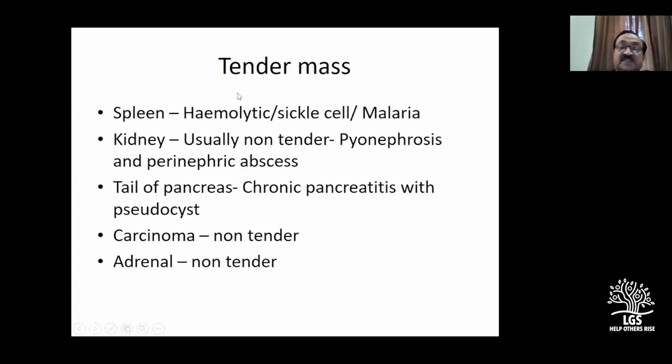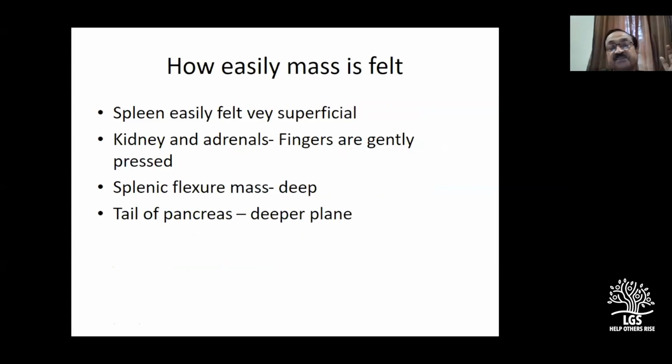If there's a tender mass, then you should try to analyze. I have written here kidney. We don't keep pyonephrosis or perinephric abscess, so you just get rid of that from your mind. This is only for completion's sake. You find a tender spleen, or is it malaria, or is it some hemolytic crisis? Tail of the pancreas means chronic pancreatitis. Carcinomas and adrenal masses are usually non-tender. So each physical sign has to be correlated with your diagnosis, what you are having in the mind. This is what I am trying to tell you.